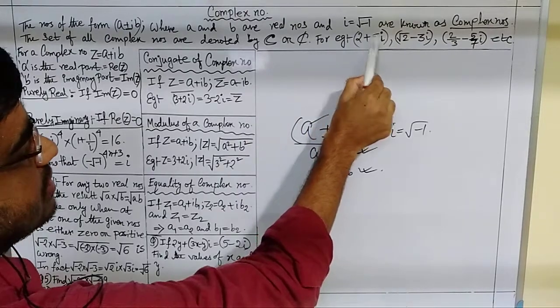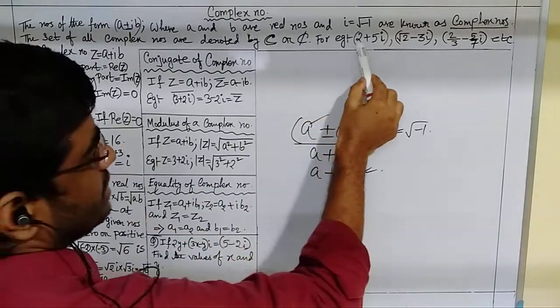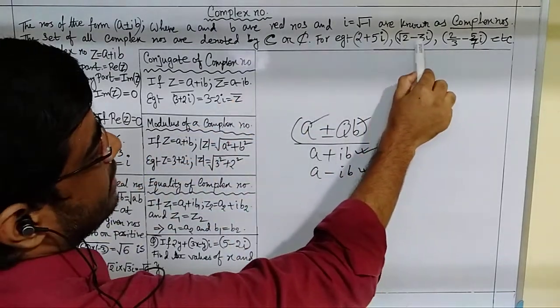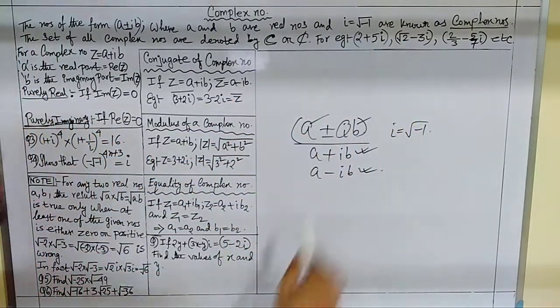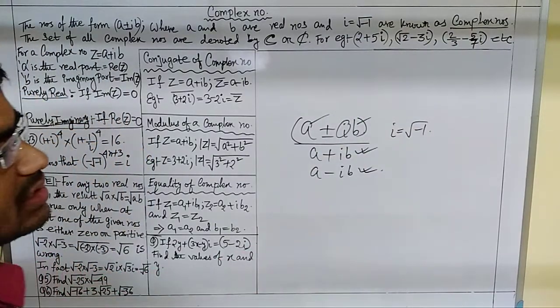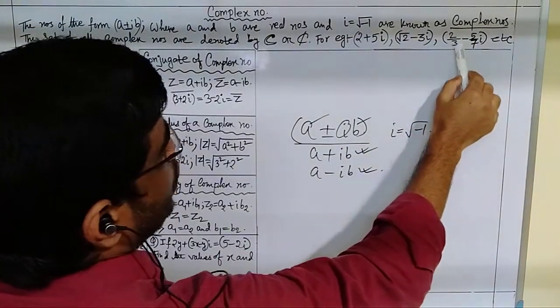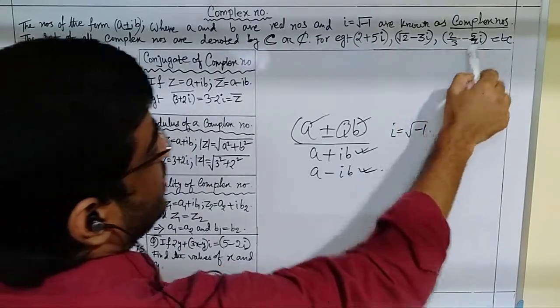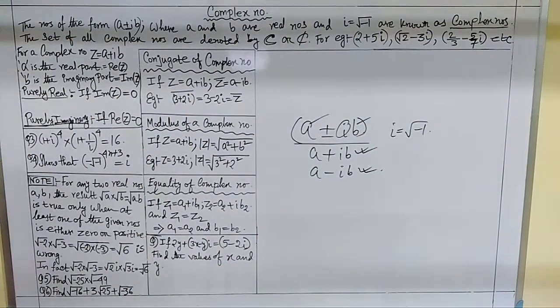For example, 2 plus 5i. This is a and this is b. Here a is equal to 2 and b is equal to 5. Root 2 minus 3i is also a complex number, where a is root 2 and b is -3. And 2 by 3 minus 5 by 7 i, where a is 2 by 3 and b is -5 by 7. So these all are complex numbers.